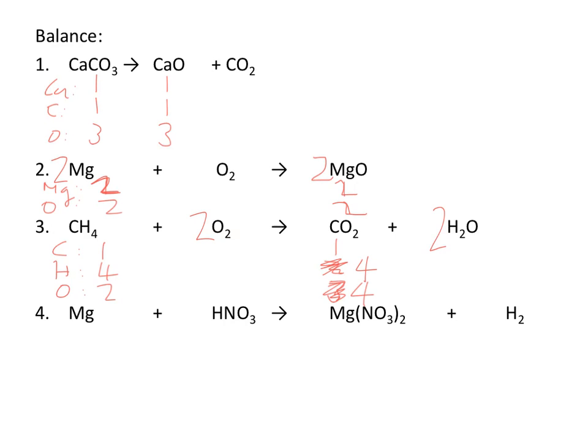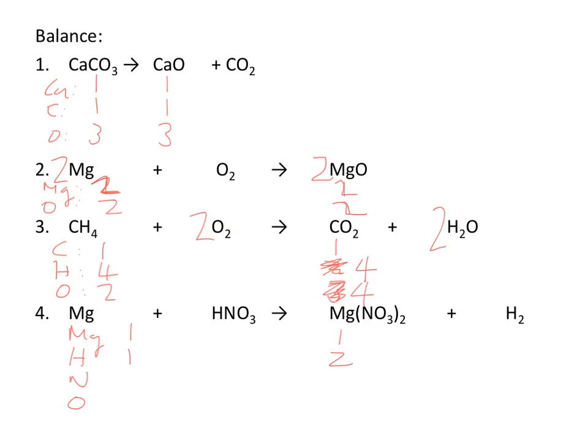Now we're up to 4 elements. So we've got magnesium, we've got hydrogen, we've got nitrogen, and we've got oxygen. And you'll see I've also included a bracket. Let's see how we get on with the brackets. So magnesium, I've got 1 here and 1 here. That's quite nice. Hydrogen, I've got 1 here and 2 over there.